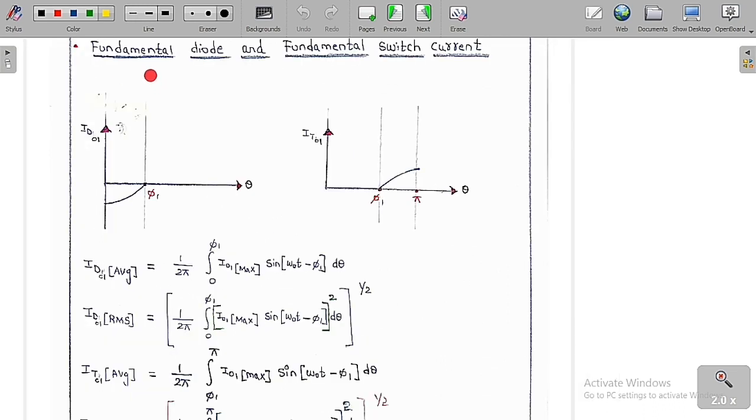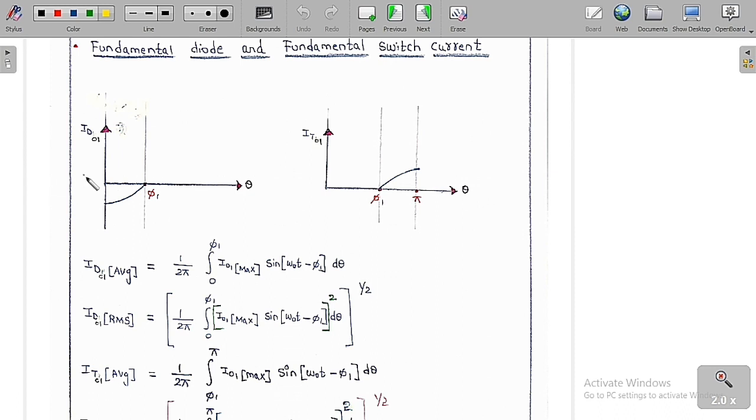Now we are going to see the fundamental diode current and the fundamental switch current. I want to draw them. As I have already told you, the diode D1 is conducting only from 0 to phi 1. For the overdamped case, I am going to draw the graph. For 0 to phi 1, the diode D1 conducts, and whenever the diode D1 is conducting, the diode current is equal to the negative of the output current.